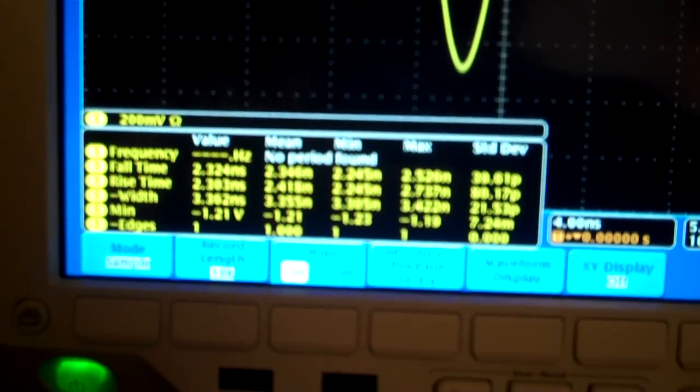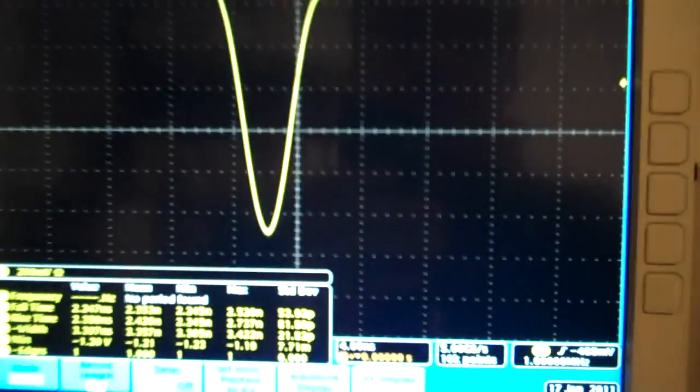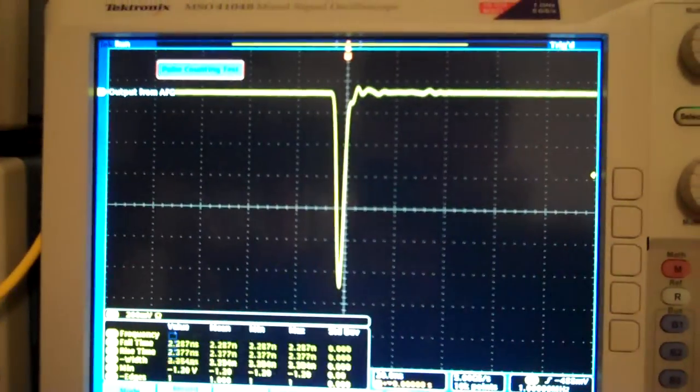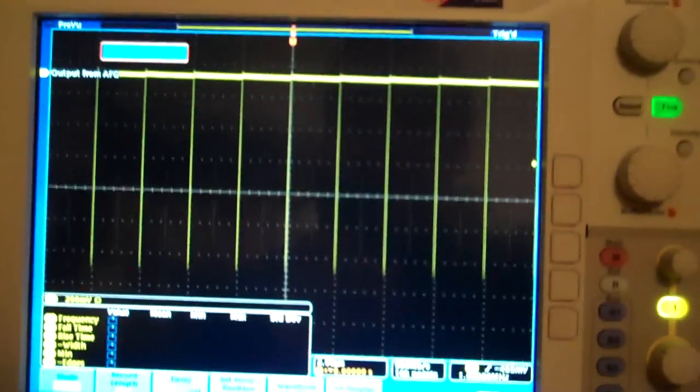You can tell we've got excellent measurements down here. Rise time, fall time, pulse width, number of edges. We're running at 5 gigasamples per second. Come over here. Let's adjust the time base so we capture a couple more pulses. This is 10 microseconds of time base. We've got 10 edges. Let's come out here a little further.